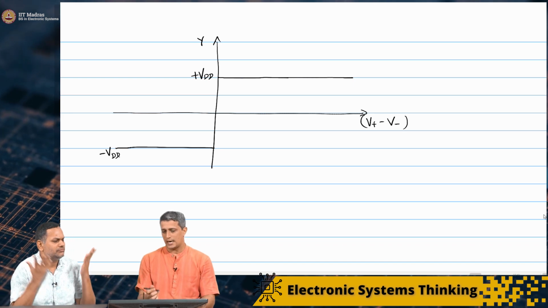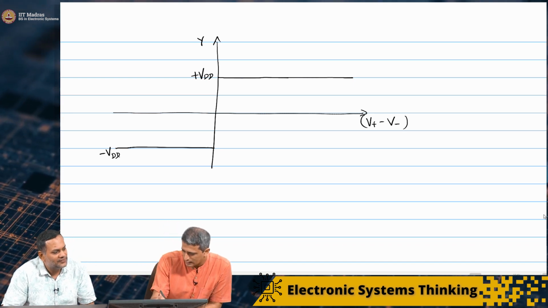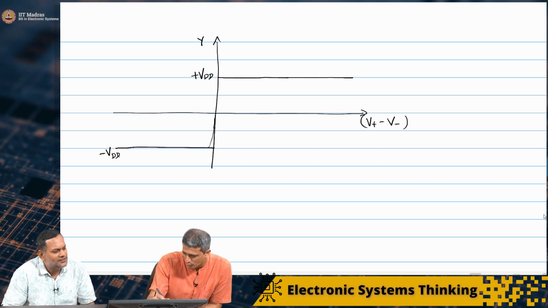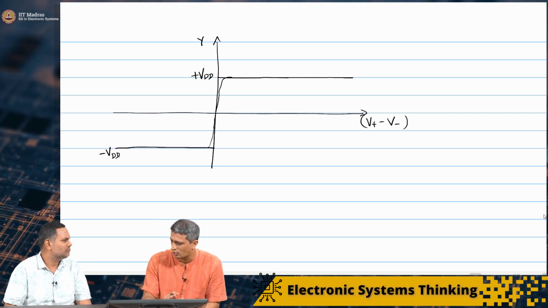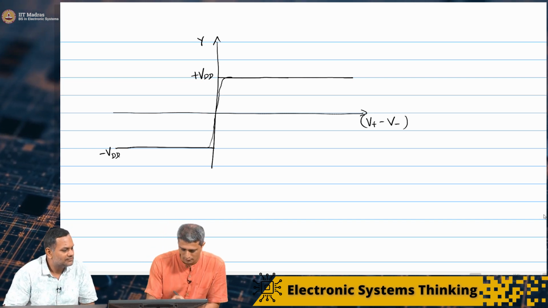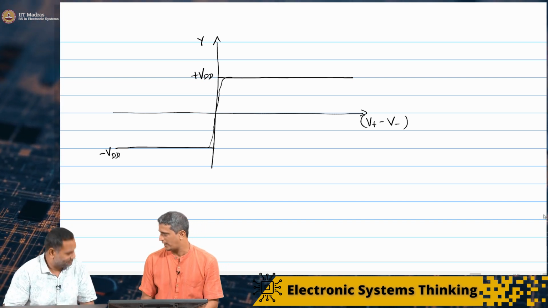If it is not ideal, then there would be some small linear portion like this. That's what will happen, but let's not worry about that for now. We are going to assume an ideal comparator.